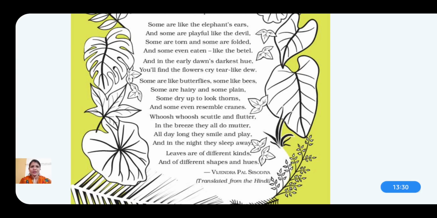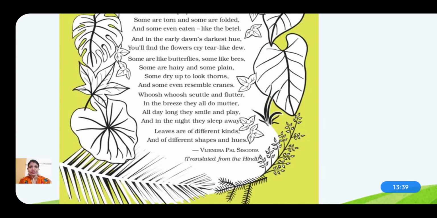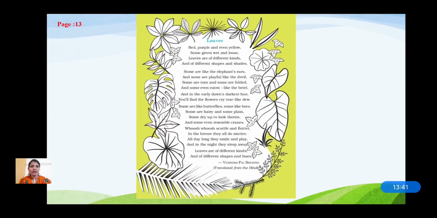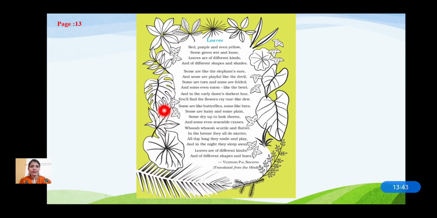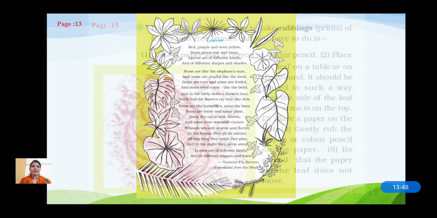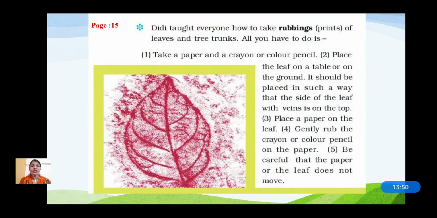Is it clear? Now you just go through this poem, read it once or twice, and you have to color all the leaves which are around the picture. Here, these all leaves you have to color. Okay? These leaves. Is it clear? Okay, next. Now, here is an activity which you have to do.